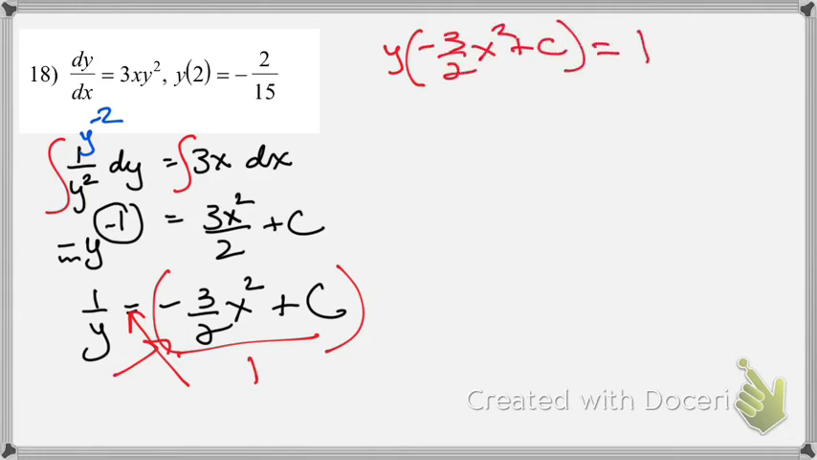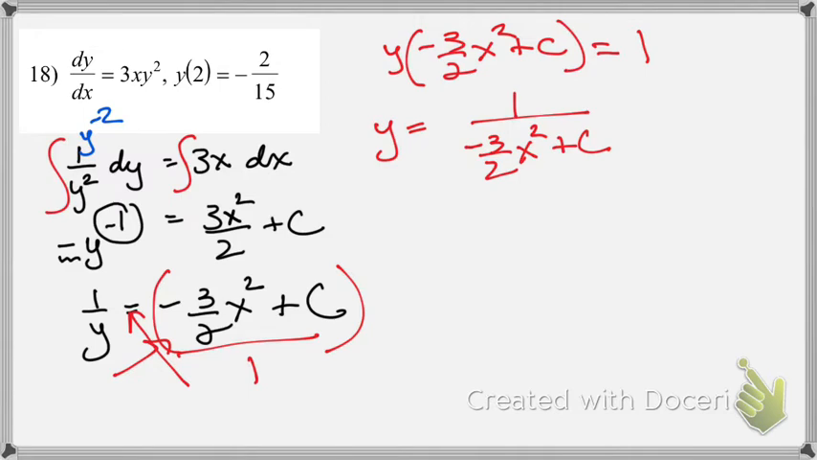equals 1. Now get y by itself and leave it ugly. Leave it ugly because it's not our final answer yet. Okay? Now if you want to, you can clean it up now, get rid of fractions within fractions by multiplying by 2 over 2. Or you can solve for c first.